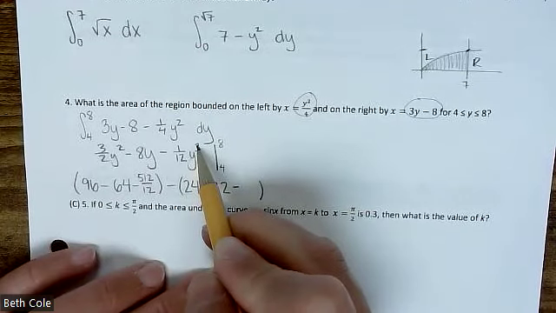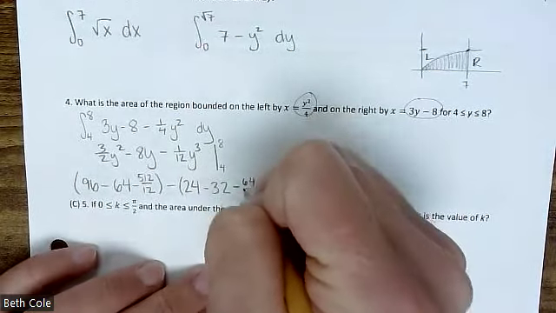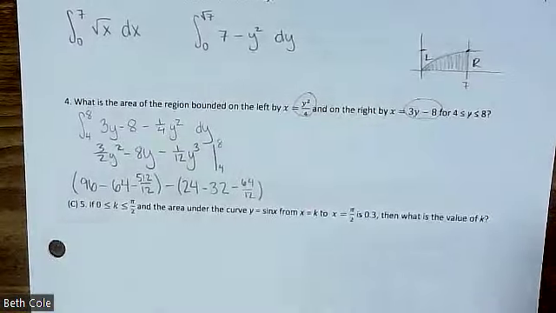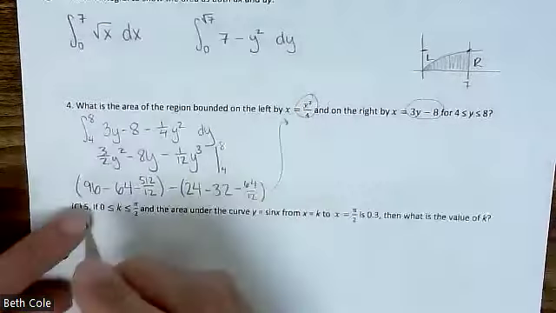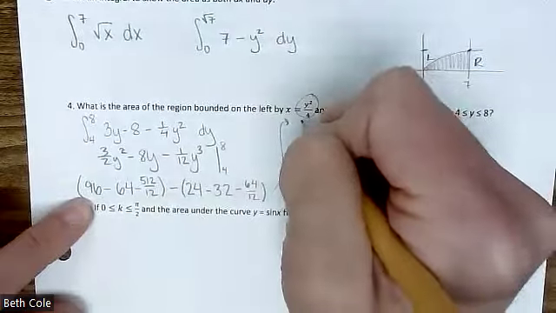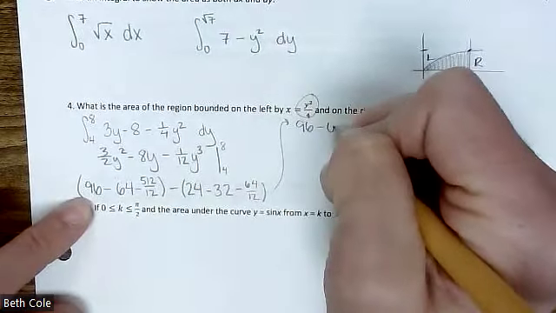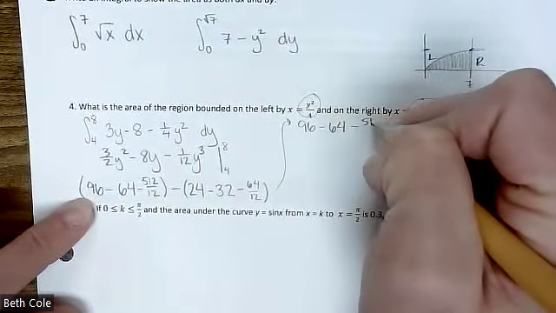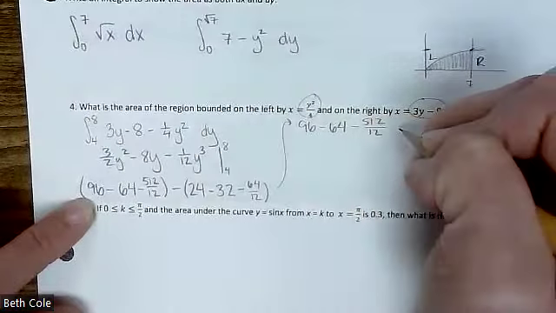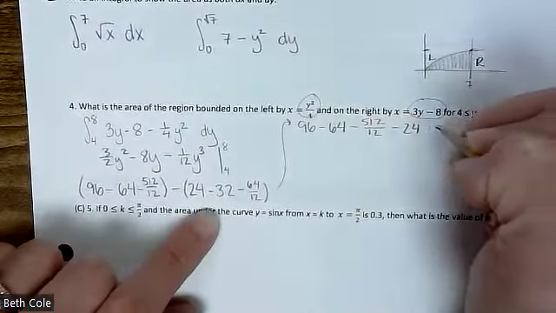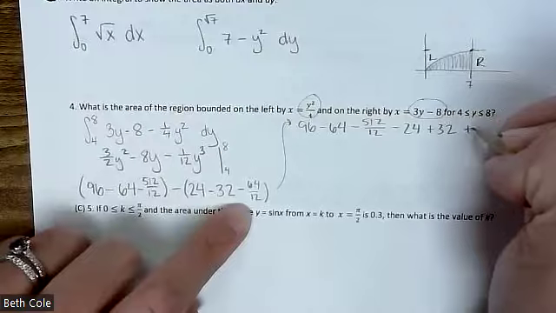4 cubed is 64 twelfths. Now, here is my suggestion, and you can take or leave it. But what I do is I just recopy the first part and distribute the negative sign, because oftentimes you can kind of combine some stuff together. So I'm just going to distribute the negative through here.